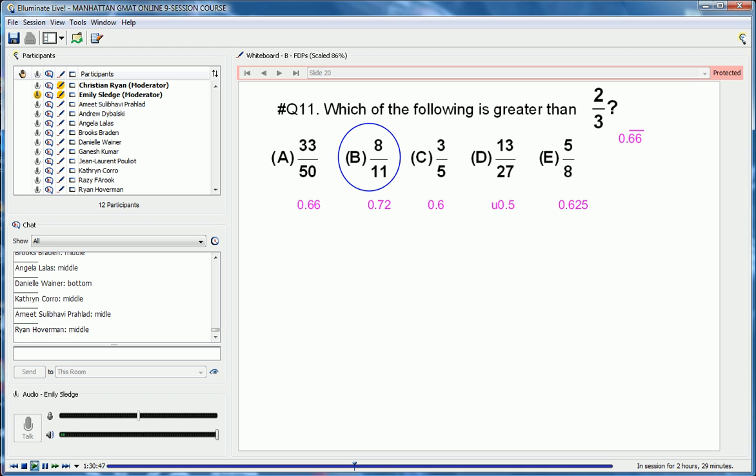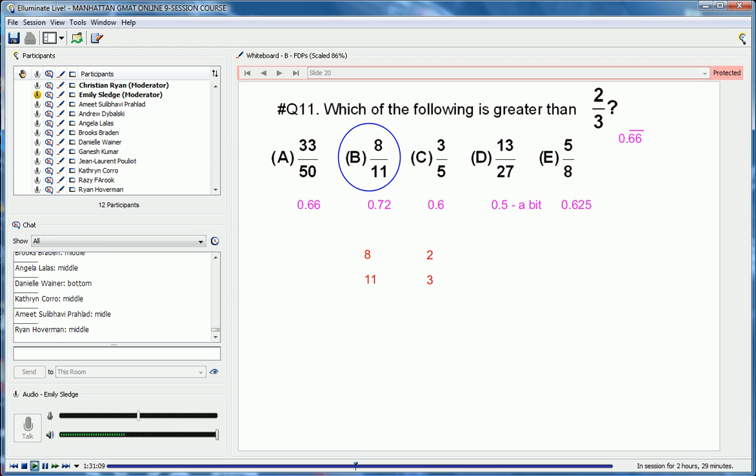And so you can eliminate everything but B. Another way to go, if you narrow it down first and want to verify using some kind of fractional method, is the cross multiplication trick. So let's say we want to see which is bigger, 8/11ths or 2/3.